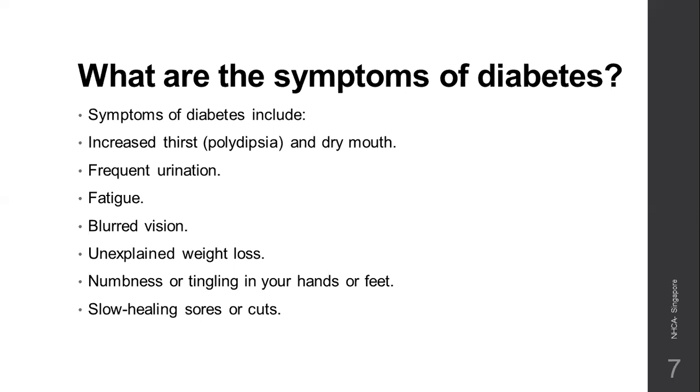Slow healing of cuts or sores. Any wound that you get, any cut that you get, will heal very slowly, because blood has high blood sugar, and that delays your clotting. High blood sugar levels will delay blood clotting. Frequent skin or vaginal yeast infection, because the pH changes.